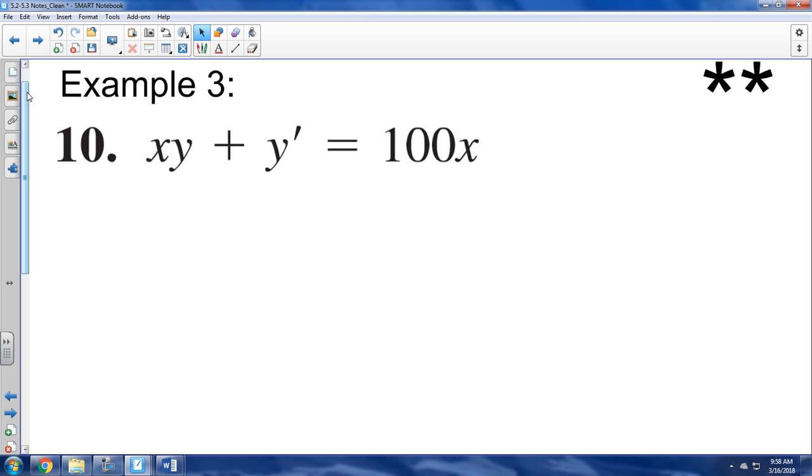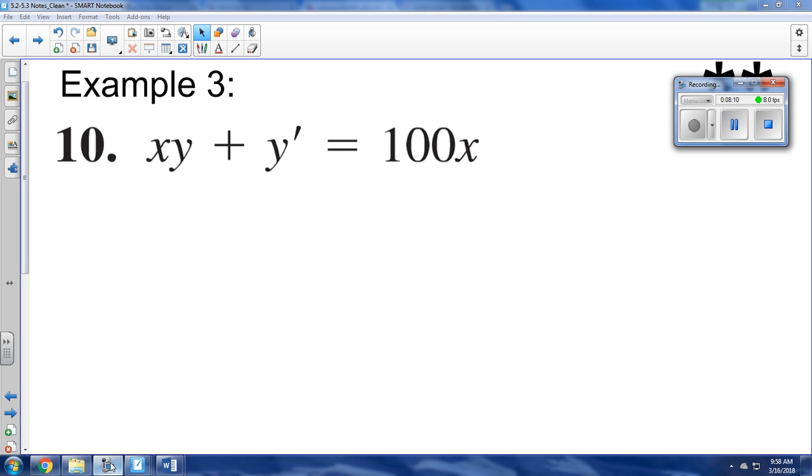Just look at the problem. Take a second. Think about what you might do. Maybe even pause the video and give it a go. Like try something. See if you get the first couple steps.